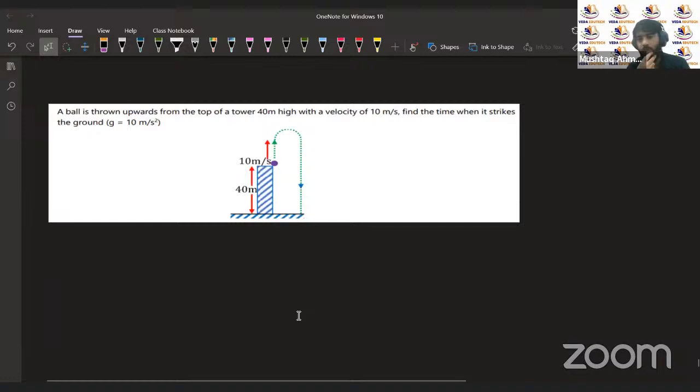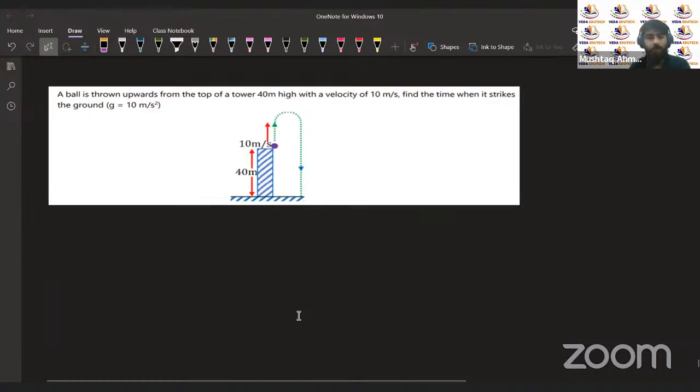So that's it. We'll be moving forward to question number 4. This is our question number 4. Question number 4 says that a ball is thrown upwards from the top of a tower. The height of the tower is given here, 40 meters high, with a velocity of 10 meter per second. Find the time when it strikes the ground back.